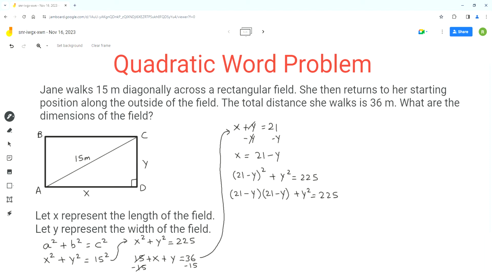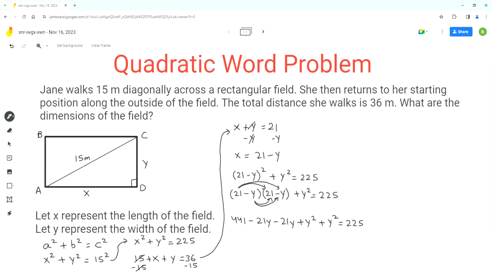Now we can distribute the terms in the parentheses using the FOIL method. So 21 times 21, so we get 441 minus, so 21 times negative y is negative 21y, and negative y times 21 is negative 21y, and then negative y times negative y is positive y squared, plus y squared equals 225. Now we can combine like terms.